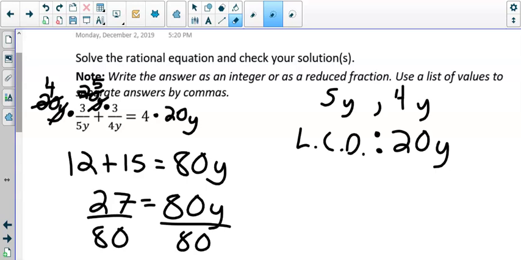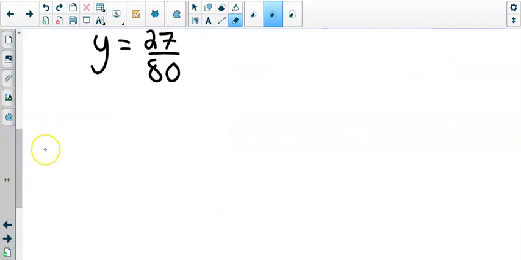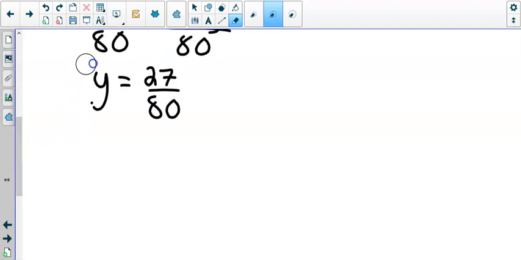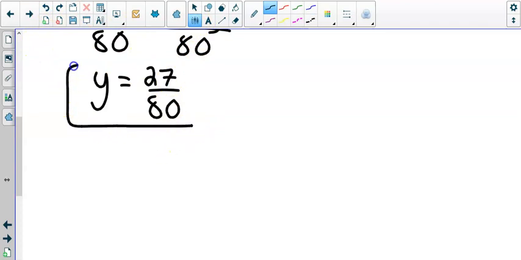If I take 4 times 27 over 80, will that give me 0? No. So then yes, that is our final answer. You need to check it, because if any of these became 0, you have to throw that out. Okay? So this answer is valid, because we didn't get any zeros in denominators with it.